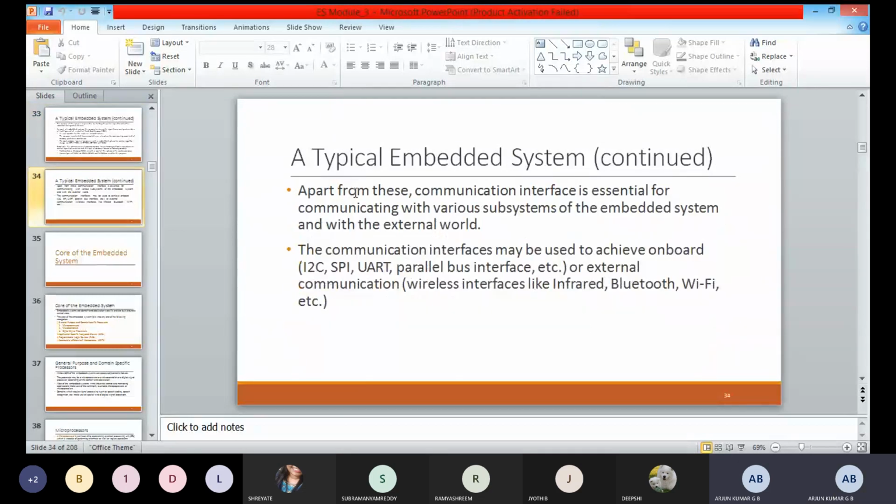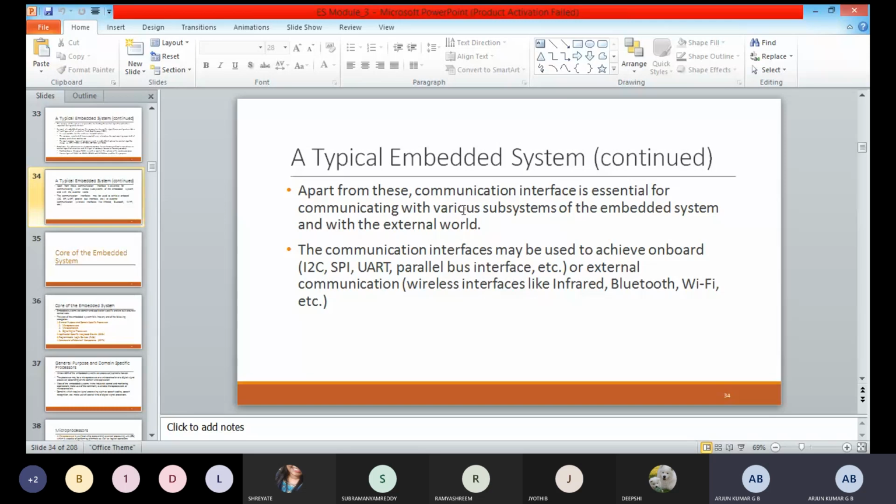And a part of this communication interface is essential for communicating the various subsystems of the embedded system and with the external world. Suppose you are doing some prototype, the data will be taken from the system through these communication devices. Otherwise we can easily interconnect it with a website or some web applications.